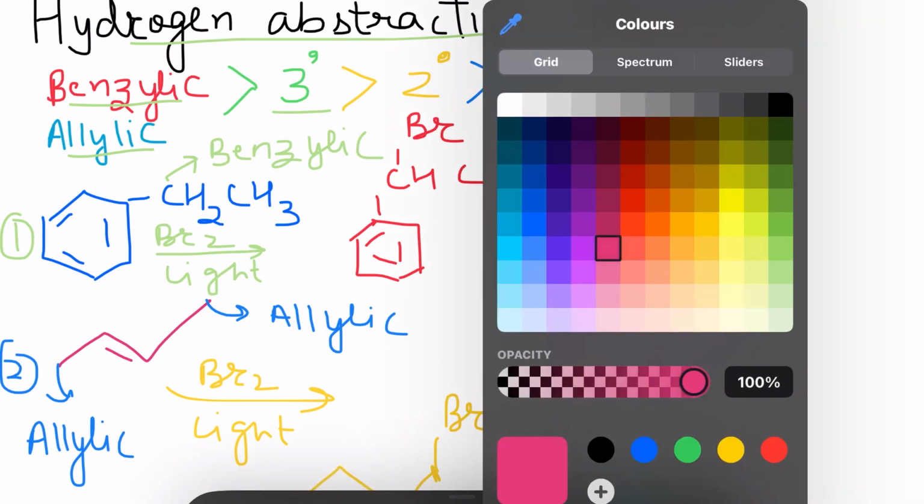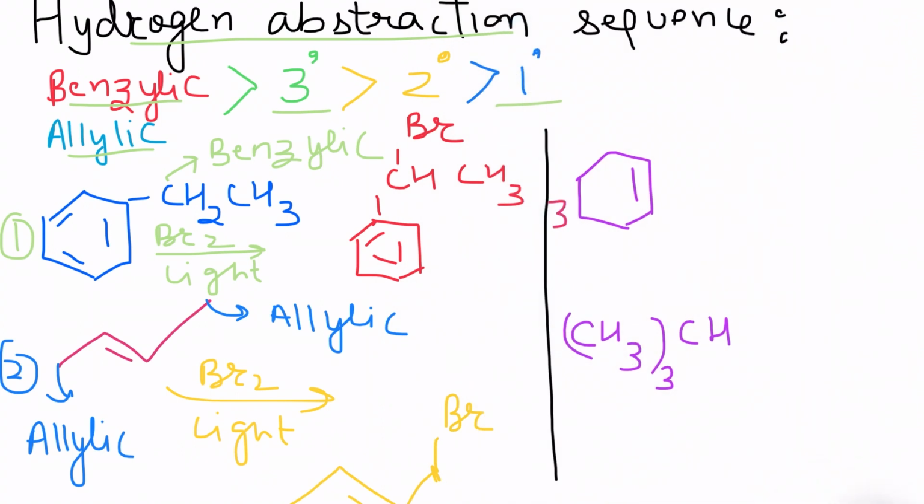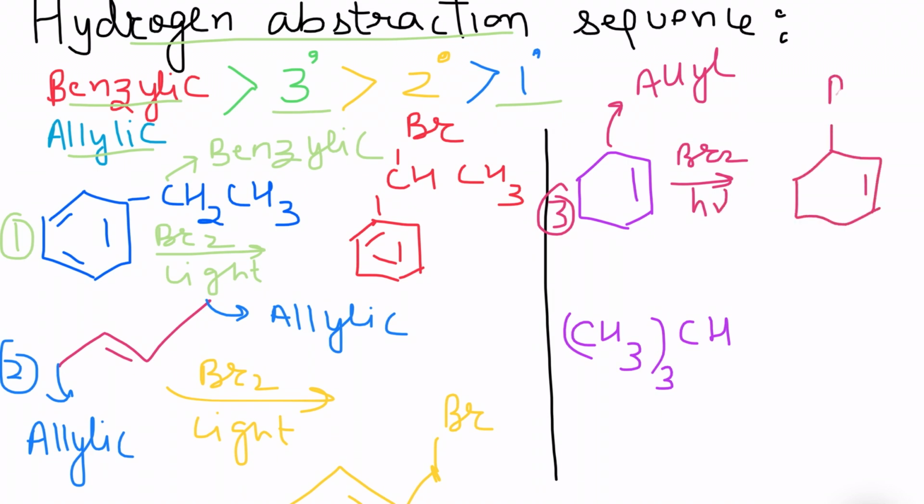Switch to the next example. Example 3. This position is again an allylic position, and on photochemical halogenation this compound abstracts the allylic hydrogen. Example 4, we have tertiary carbon and primary carbons. So in this case, the major product is obtained by abstraction of the tertiary hydrogen here.